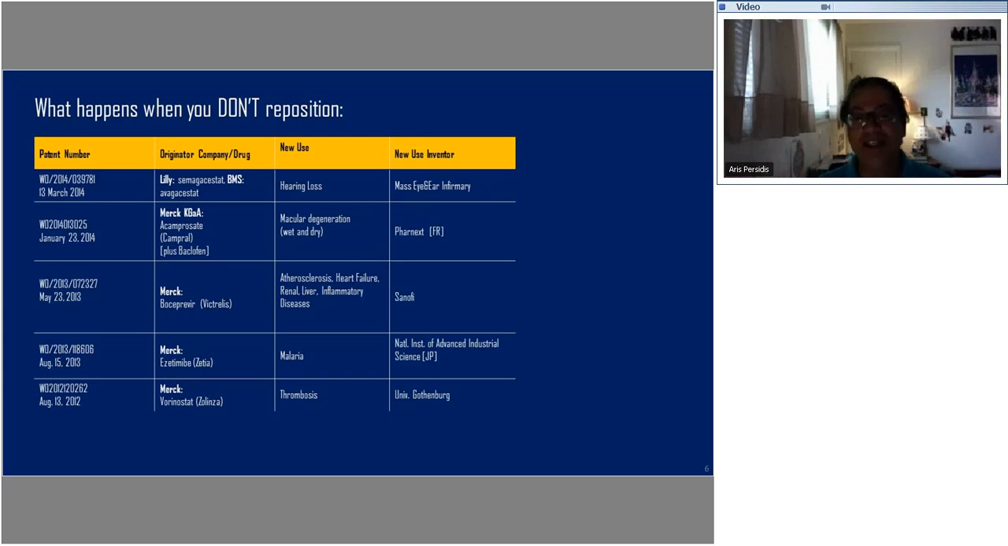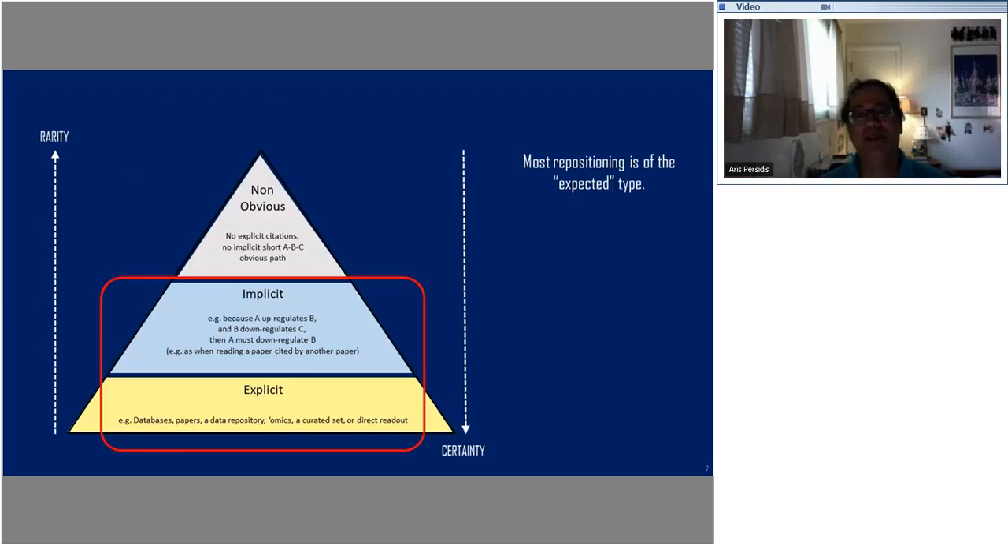We've talked about the business. Let's go into some tech. So most drug repositioning is of the expected type. Either it is because it's an explicit relationship. I find that this drug works in this disease because it targets this molecular target, this particular protein. This protein is also involved in this other disease, so therefore this drug will work in this other disease. These are explicit relationships. There are some that are implicit, that are slightly more complicated.